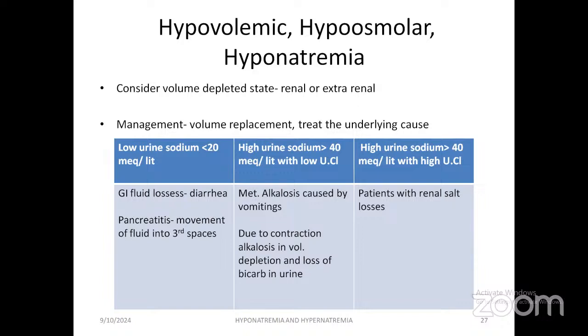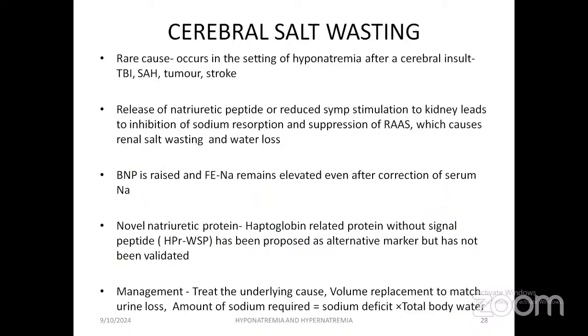The conditions with low urinary sodium are GI fluid losses like diarrhea and pancreatitis. Conditions having high urine sodium, that is greater than 40 milliequivalents, with low urinary chloride are metabolic alkalosis caused by vomiting, and contraction alkalosis in volume depletion and loss of bicarbonate in urine. High urinary sodium greater than 40 milliequivalents with high urinary chloride, patients with renal salt losses.